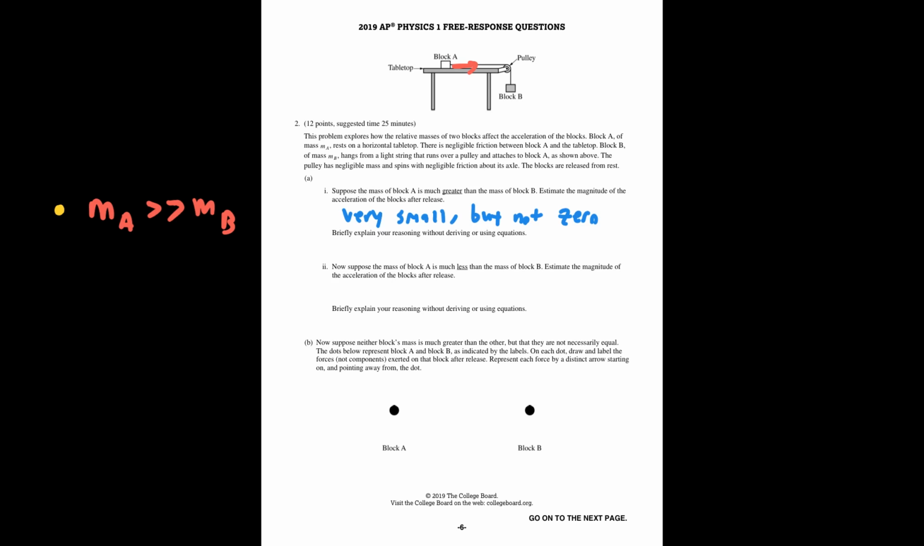But I think just this idea that the table is frictionless and block B exerts a horizontal force on block A, then maybe that's sufficient enough to convince somebody that the system's going to accelerate, but as they stated in the problem, since block A is much heavier, then the acceleration is not very fast.